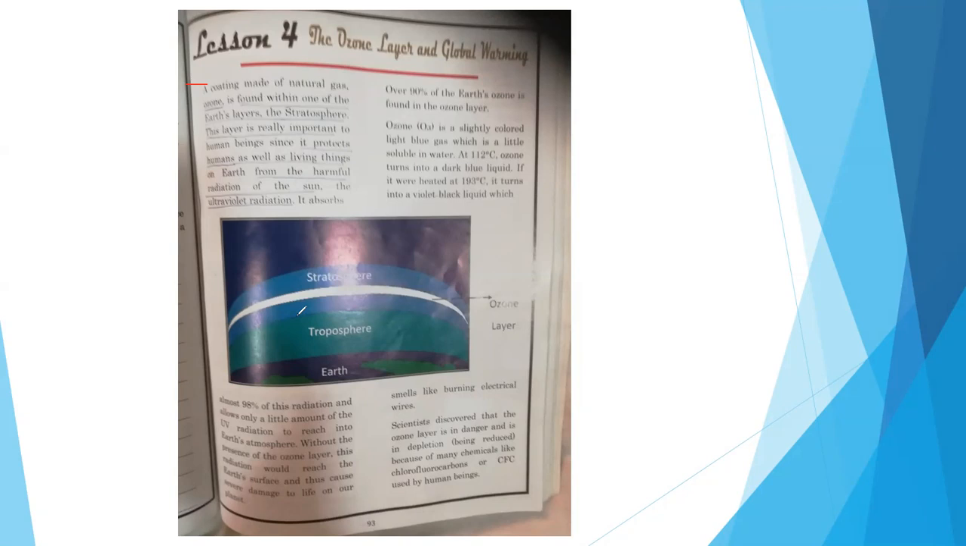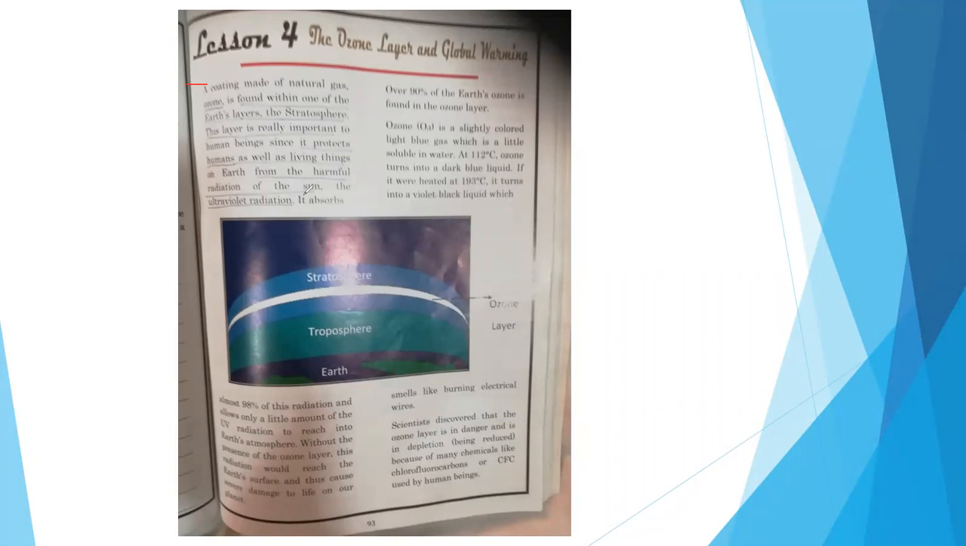This layer is really important to human beings since it protects humans as well as living things on Earth from the harmful radiation of the sun, the ultraviolet radiation. Now that tells us the function of the ozone layer. So what is its function? It is to protect humans and all living things on Earth from the harmful radiation of the sun. Okay? And that's what we can derive from that paragraph.